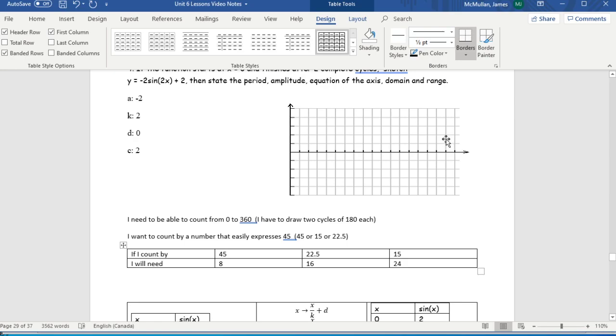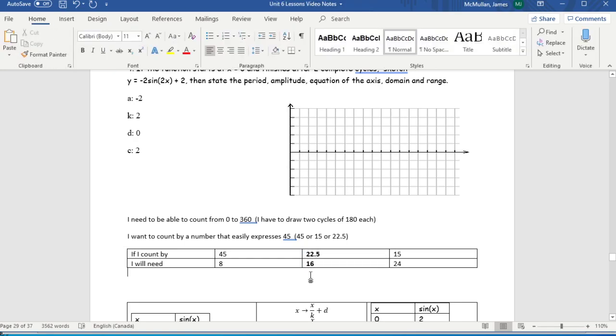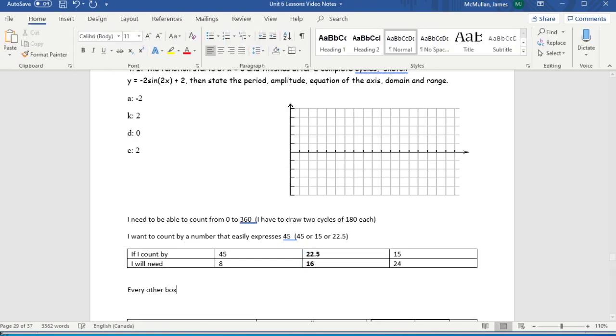I count 18 boxes, right? So you have a couple of choices. You could add a few more if you want and count by 15s, but let's count by this one because I have 18 boxes to work with. So every other box I will label as 45, and I'll leave the ones in the middle blank, since it's going to be hard to fit the number 22.5 in there.